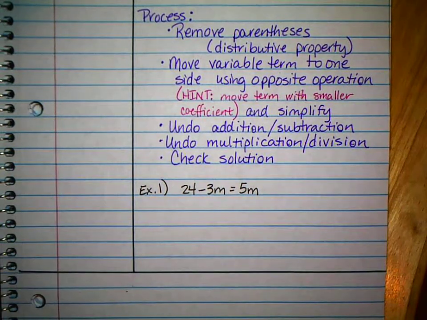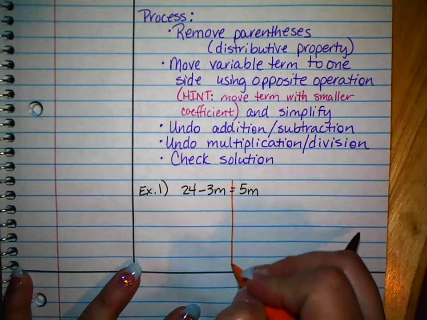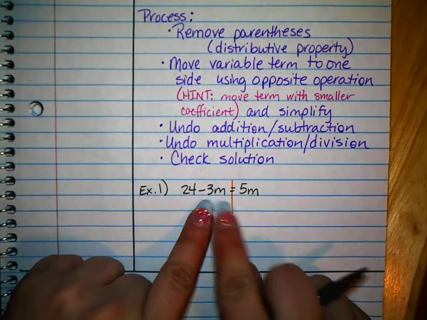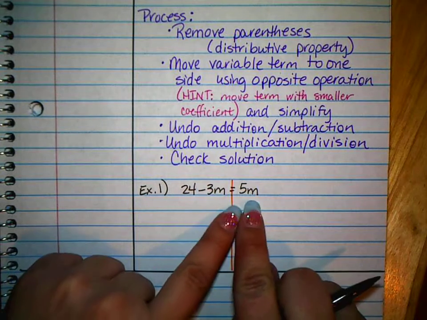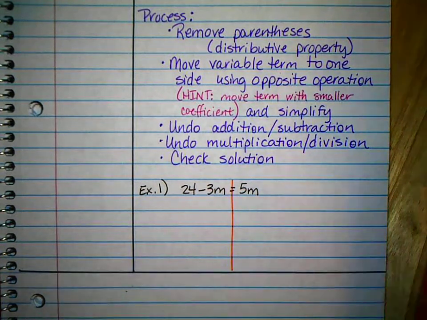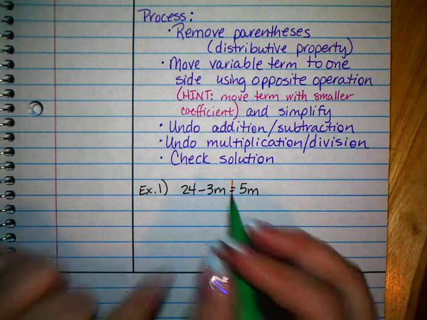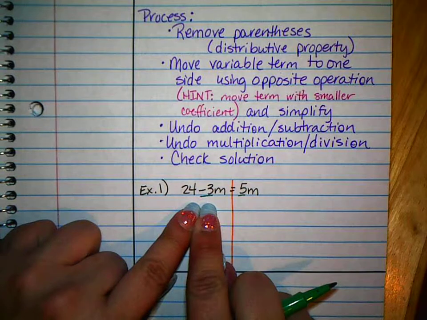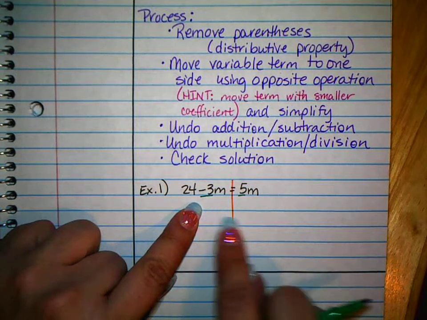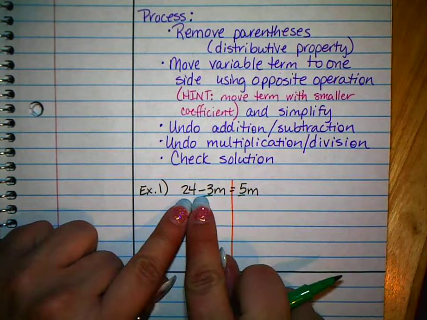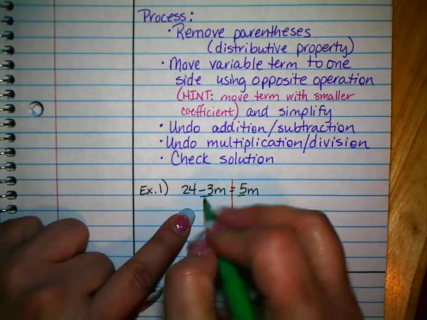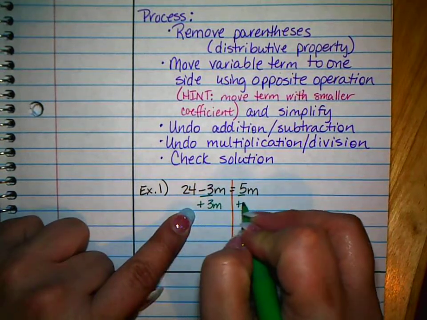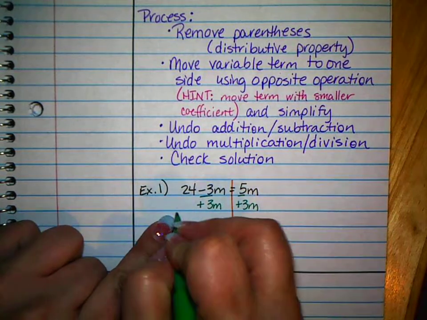And normally I tell you copy the equation down. I'm not going to do that today. I'm just going to start working. And I notice I have negative 3m and I have 5m. And if I look at my coefficients of negative 3 and 5, negative 3 is smaller. So the negative 3m is what I want to move over here. The other way to look at this is I'm subtracting 3m, so the opposite would be to add 3m on both sides.